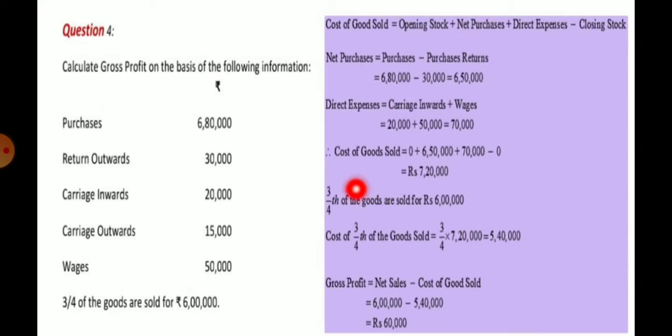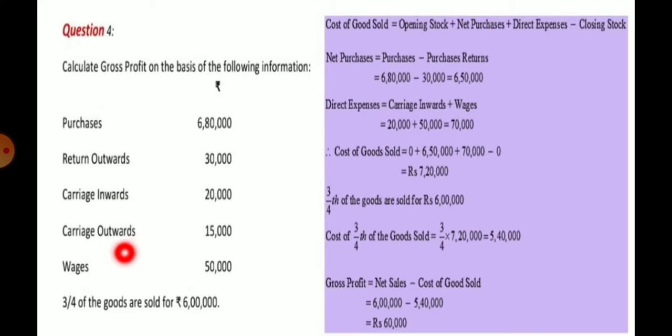Fourth question is, calculate gross profit on the basis of the following information. Again, what is the formula of gross profit? In the previous question we have already discussed the formula of gross profit: net sales less cost of goods sold. So first of all you have to find the cost of goods sold.